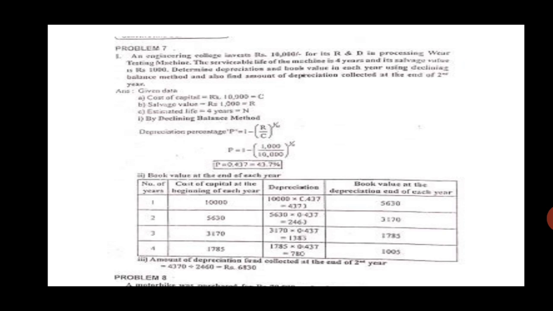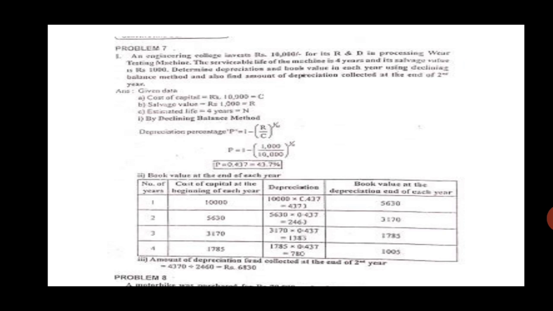And finally this 1,785 rupees becomes the cost of capital for the fourth year, and then we will multiply this 1,785 into 0.437. We will get the depreciation as 780 rupees, and we will deduct this 780 rupees from 1,785. You will get 1,005 rupees. So that is the scrap value.